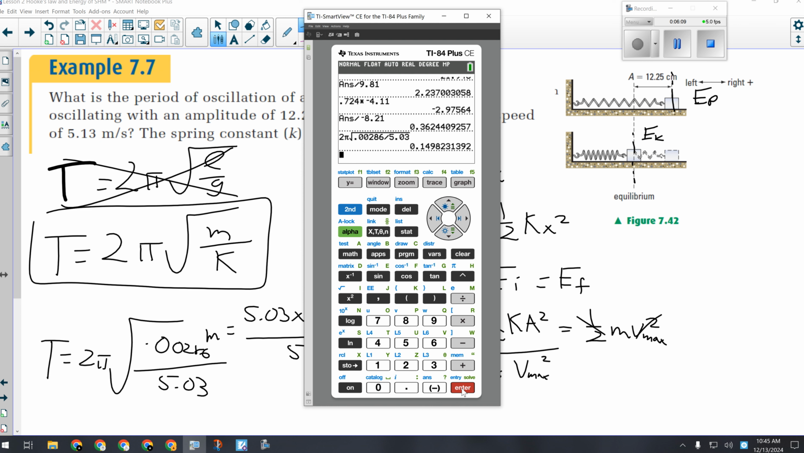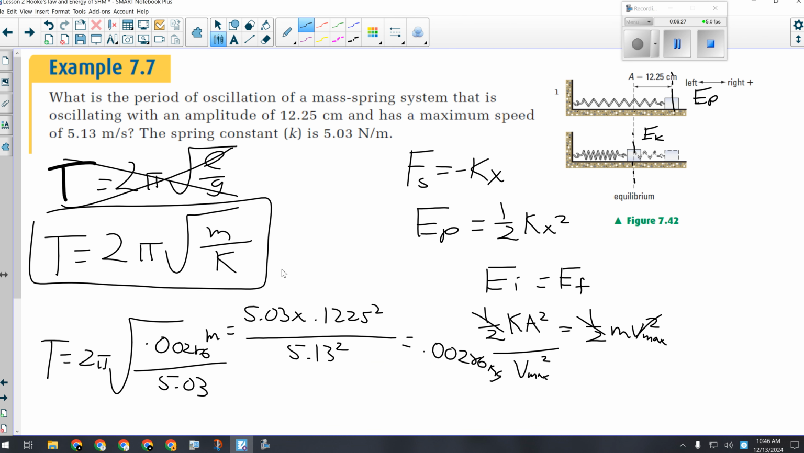I got smaller. You got smaller than that? I got like 2.87 times 10 to the power 5. Okay, so 5.03 times 0.1225 squared, and divided by 5.13 squared. Yep, so that's the right mass, so this is the right answer. Okay, it's just really small. It is a pretty stiff spring for such a small mass, so it's going to move pretty quickly.